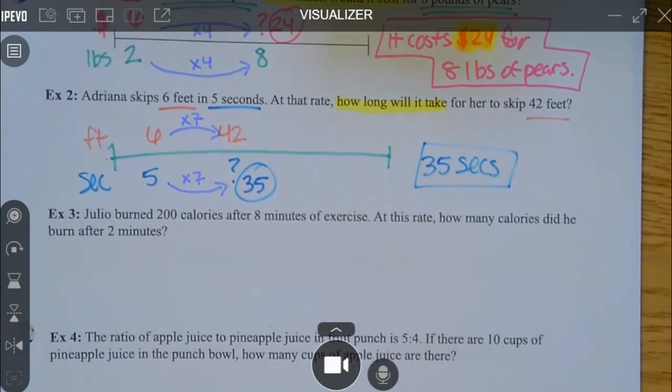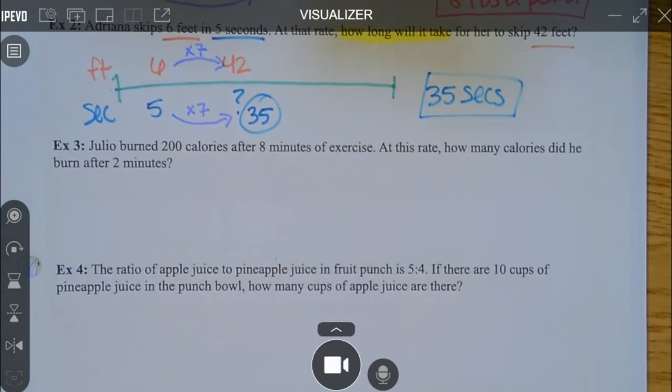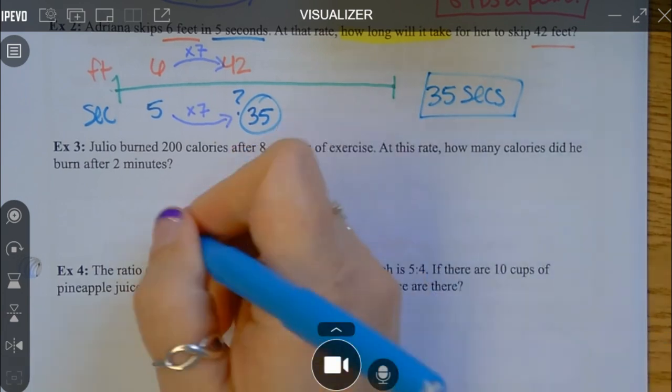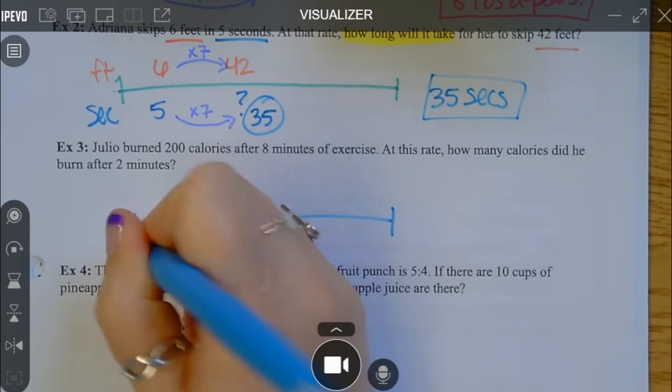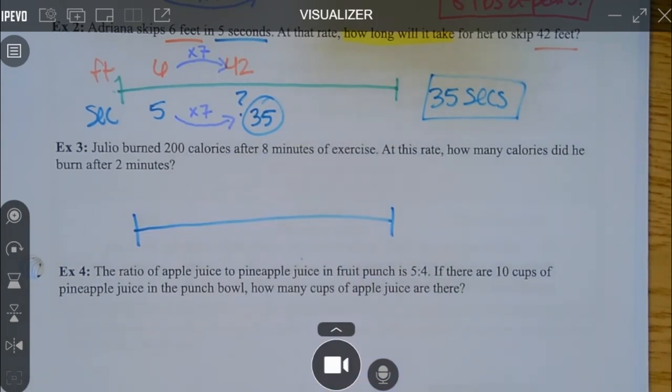Okay, if you haven't tried any on your own yet, why don't you go ahead and pause it and try the next one yourself. Okay, you unpaused it. You're back with us. And let's see. First, you drew your double number line. Okay. And then you read the problem to see what it's talking about.